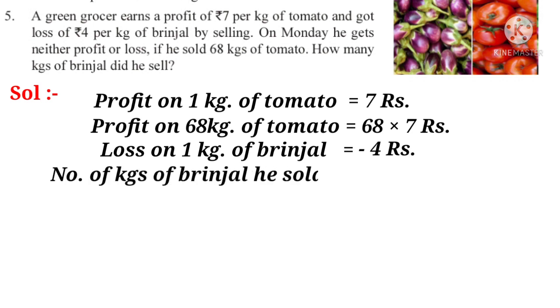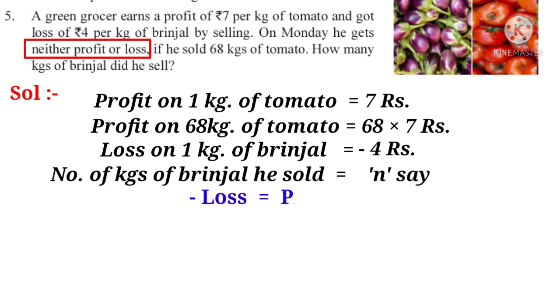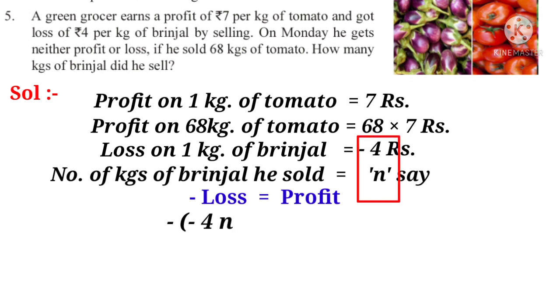Number of kilograms of brinjal he sold equal to, we don't know. So let a letter N say. Now observe the phrase neither profit nor loss. It indicates that profit is equal to minus loss, or minus loss is equal to profit. Minus of loss is product of minus 4 into N. So it is equal to profit, 68 into 7.